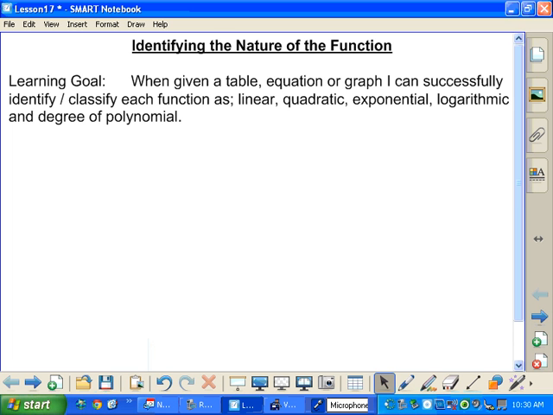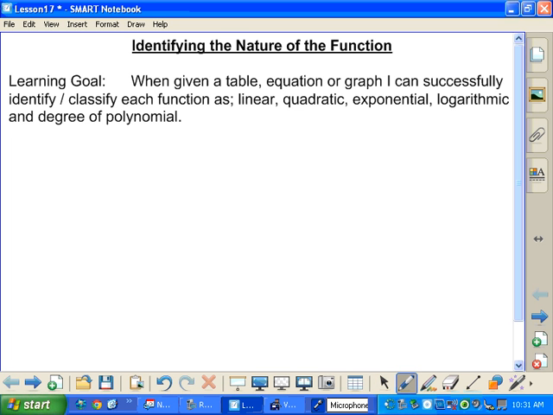Okay, lesson 17, we're looking at identifying the nature of functions. What's the learning goal? Basically, if I give you a table, equation, or graph, I want you to be able to tell me or classify whether the function's linear, quadratic, exponential, logarithmic, and the degree of a polynomial if it is a polynomial. So I'm not going to waste too much time with this.